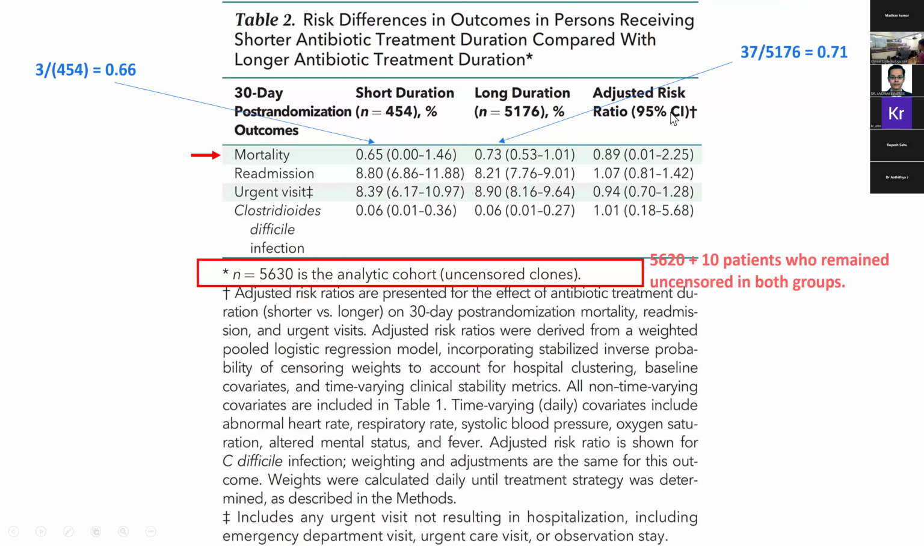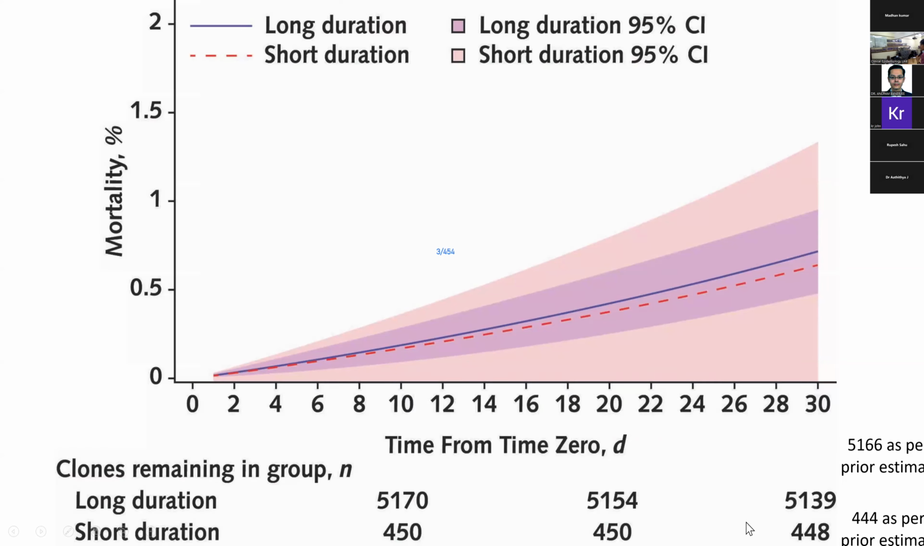This is the survival curve. Here there was some difference in the clones that were remaining in each group again. There is no explanation for this, as in the supplementary also, because we had said that finally 5166 clones should be there, but here it is 5139. And here also we have said that there should be 444 clones, but there are 447 clones. So there was some variation with what they have shown in their flow chart.